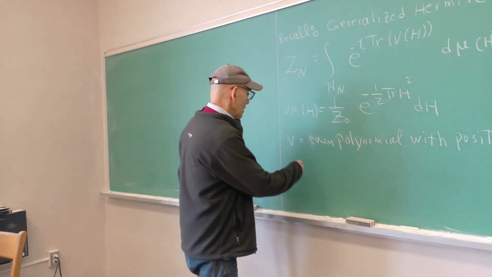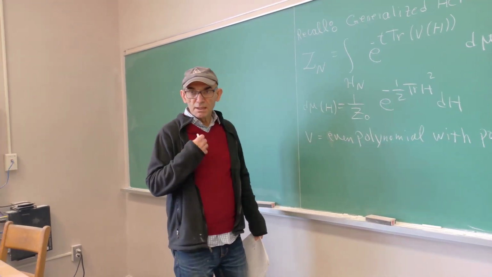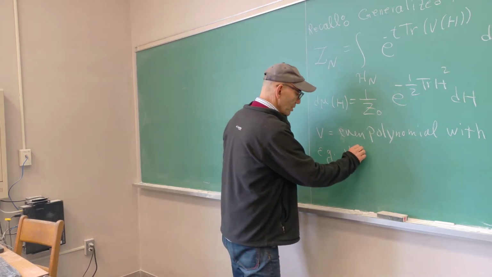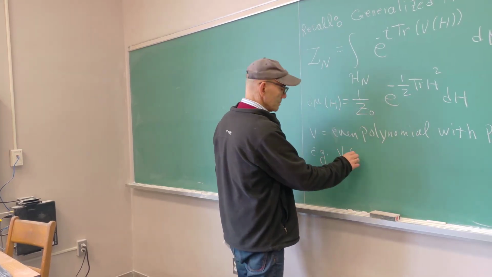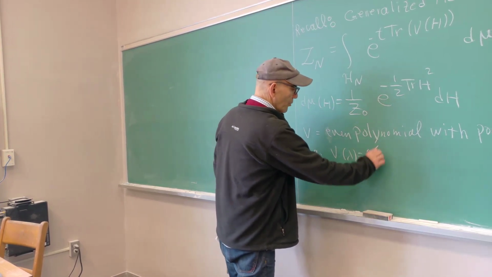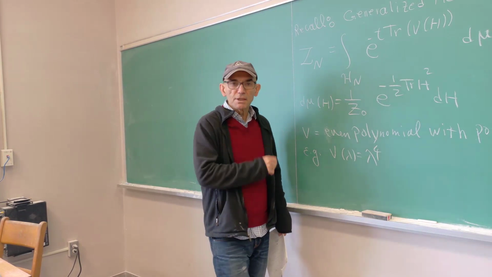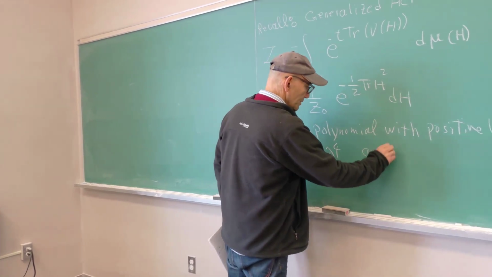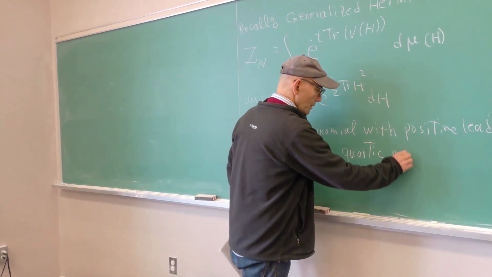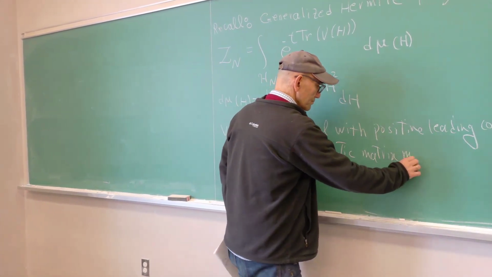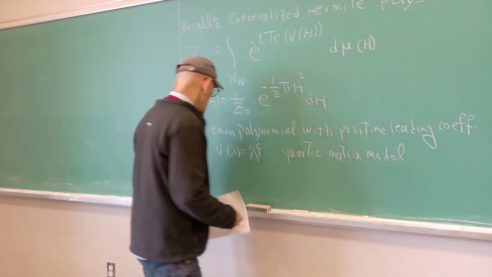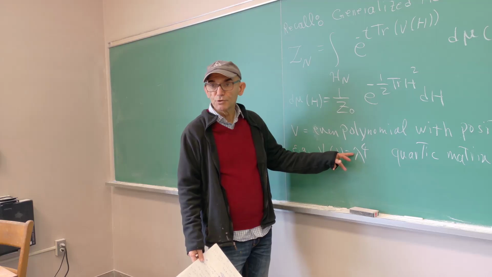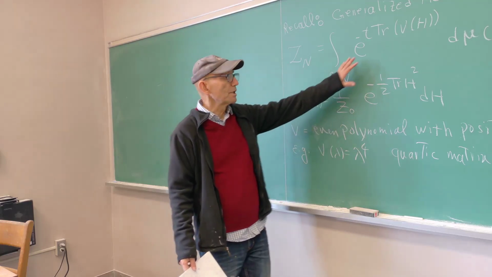In the case that we study in detail, we simply take V of H, or V of x, or V of lambda, whatever, to be lambda to the power 4. This will give us a quartic potential, a quartic matrix model. We can put the coefficient later on, but whatever coefficient you put here should be positive to make sure that this is convergent.